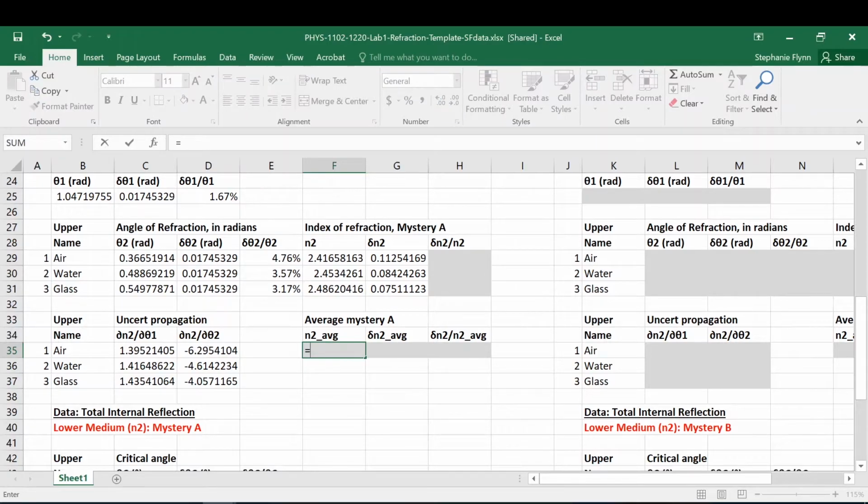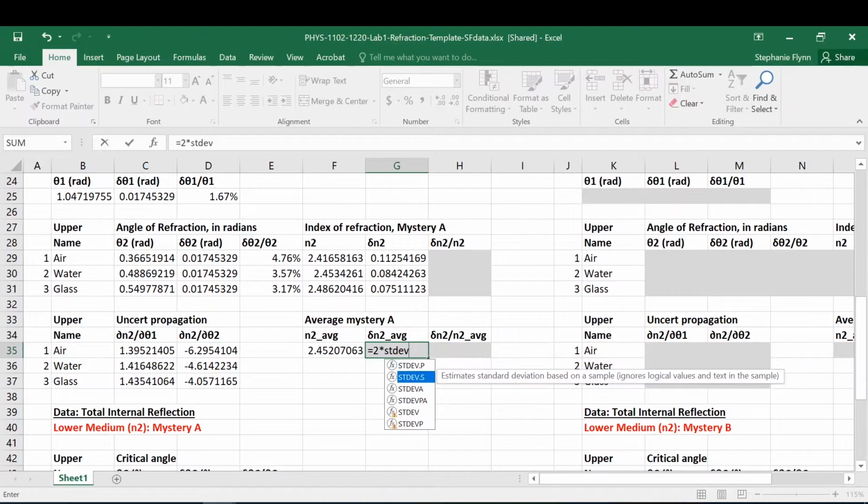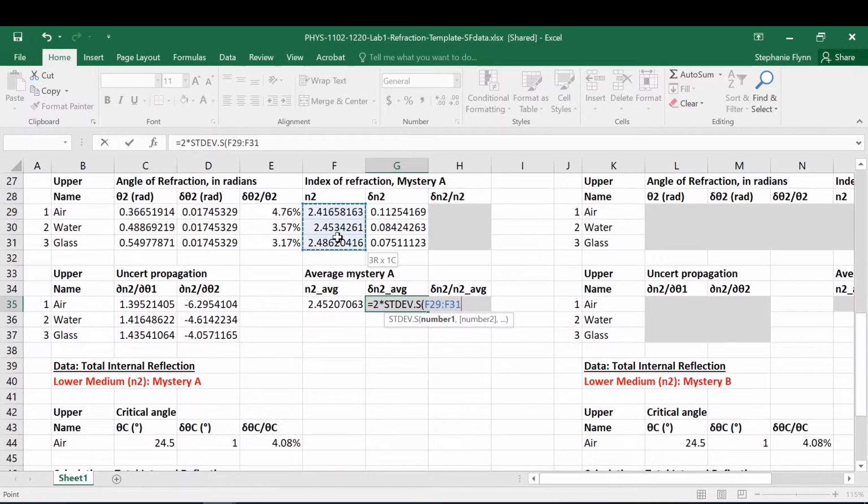So I can use the built-in averaging function. It's just the word average, and click and highlight the three values I want to average. And remember that the uncertainty of an average is related to the standard deviation of the values you're averaging. And that is equal to 2 times the standard deviation, and we want to choose the standard deviation S of the values, not the uncertainties. And then that's going to be divided by the square root of however many values you're averaging, which is 3 in this case.